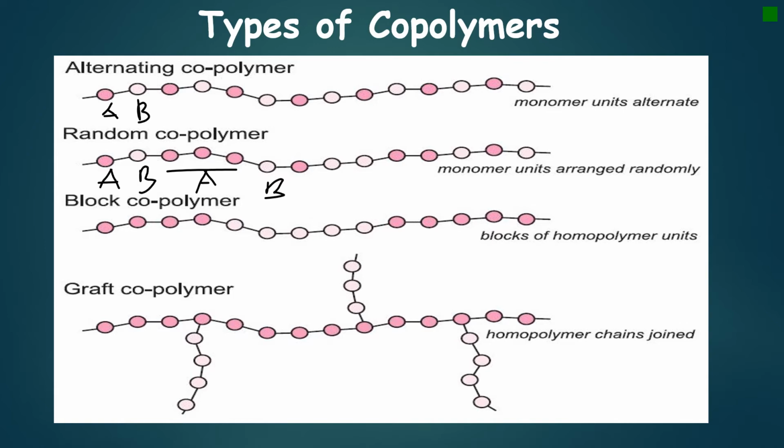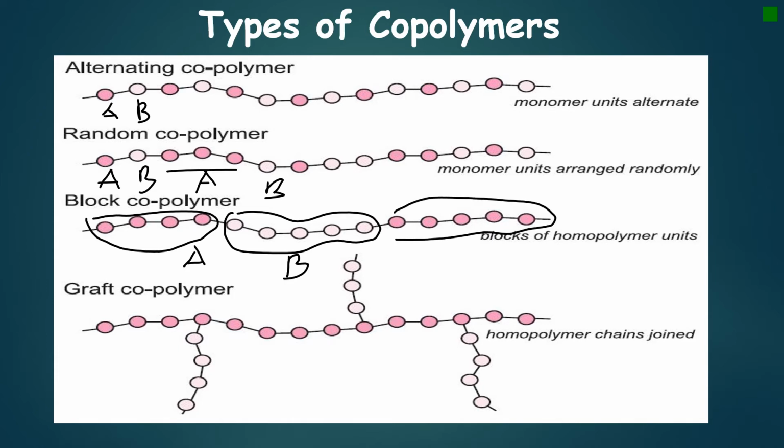Then we have block copolymers. For block copolymers, the arrangement of the monomer molecules is done in blocks. For example, we have one block of one type of monomer, for example A, and then another block of another type of monomer such as B, and then another block that is coming. So the arrangement is done into blocks of the types of monomers that make that polymer.